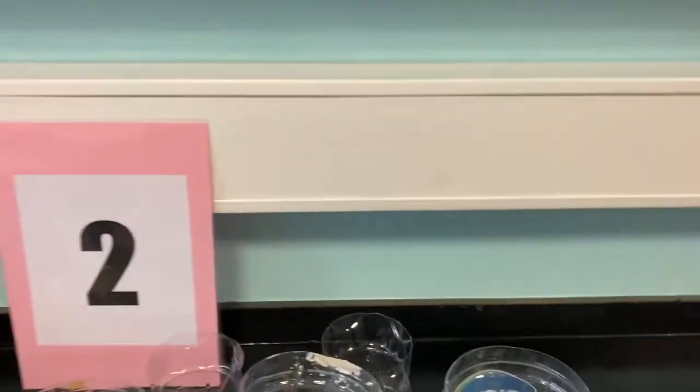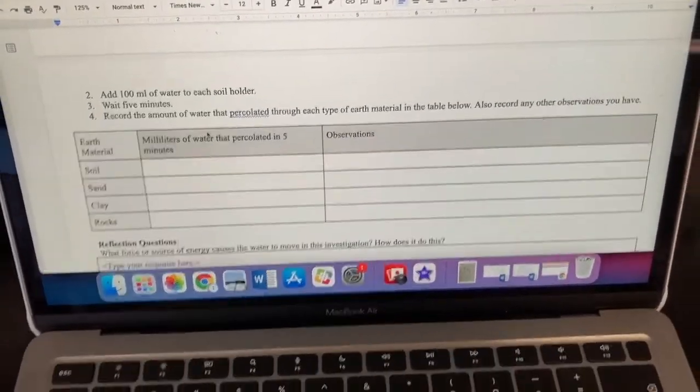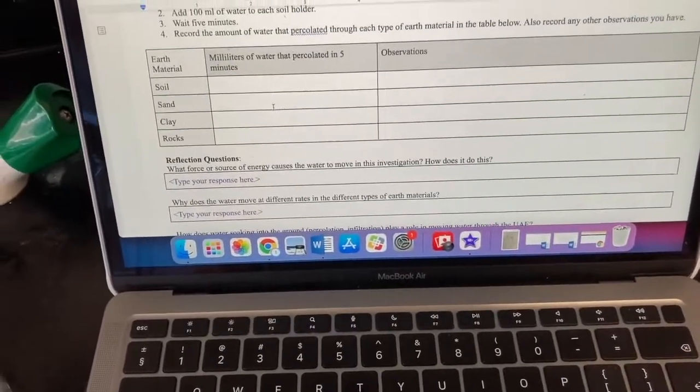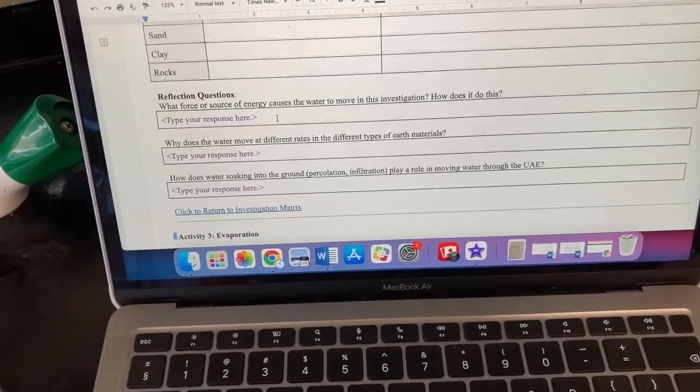Okay, so you wanna make sure you've got some general observations and that you've recorded the milliliters of water in the table, and then answer the 3 reflection questions.